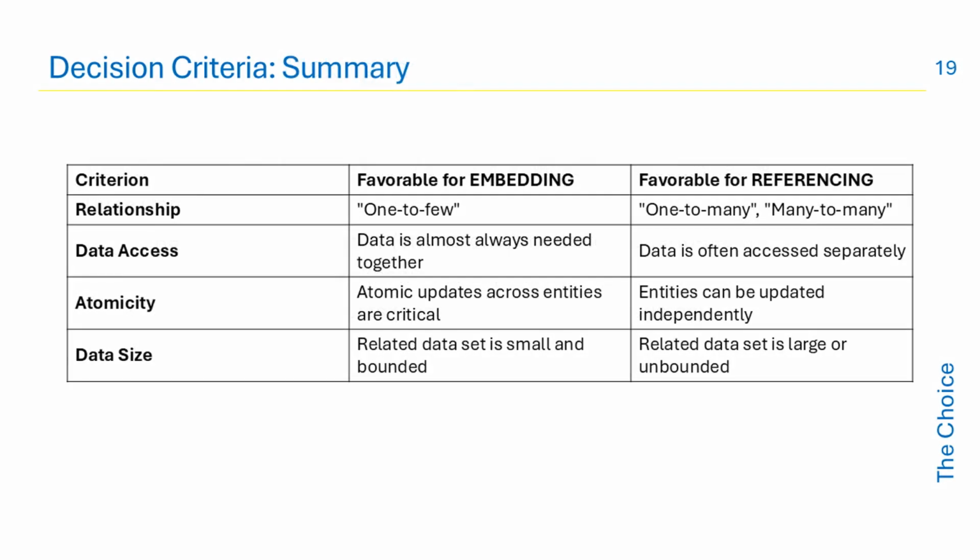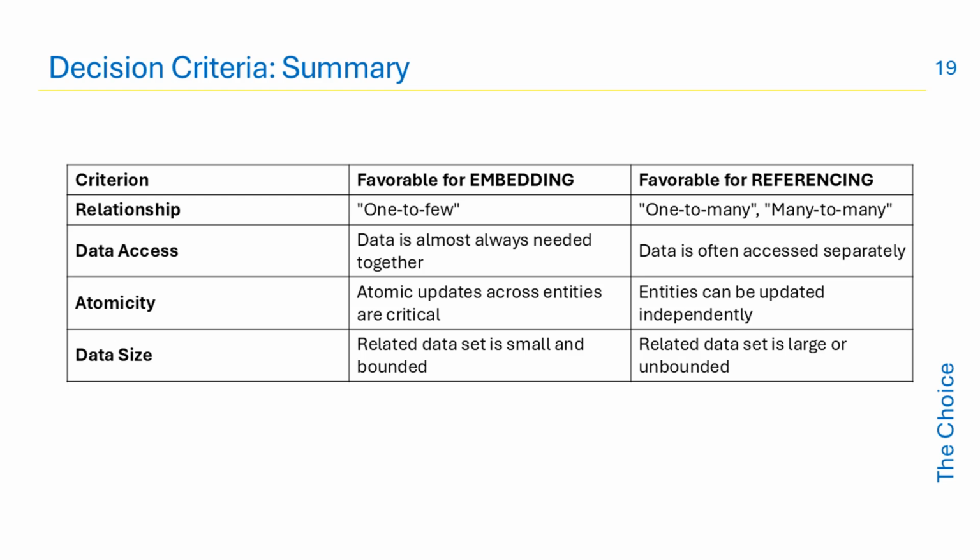This table provides a concise summary of our decision-making framework. Let's quickly go over it. For relationships, if you have a one-to-few scenario, lean towards embedding. For anything larger, one-to-many or many-to-many, referencing is the correct path. For data access, if the parent and child data are almost always queried together, embed them to maximize read performance. If they are often accessed separately, use references to avoid fetching unnecessary data.